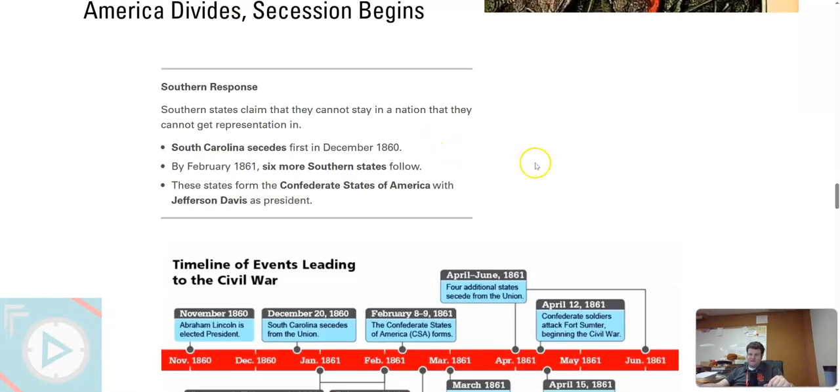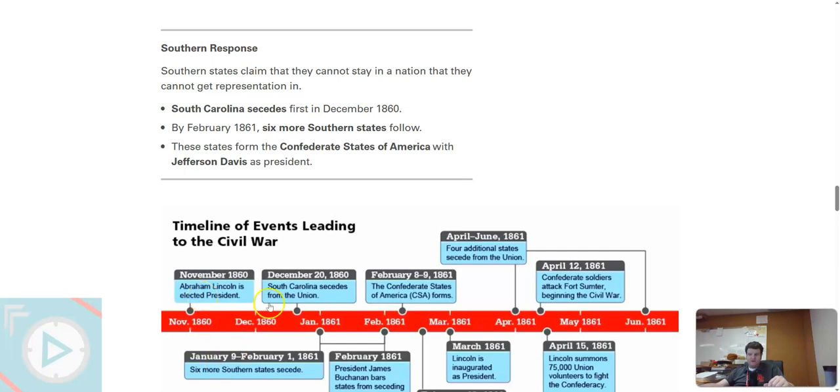And many southern states feel that Abraham Lincoln is more extreme than the Republican Party is conveying. They believe that Abraham Lincoln will ultimately end slavery in the entire United States. And between that and that representation issue, we're going to see states start to leave. South Carolina leads the way, seceding first in December of 1860. So the election is in November. South Carolina is out within the month.